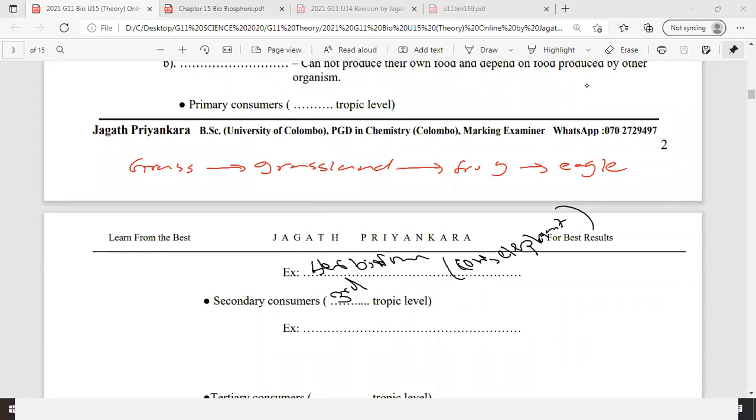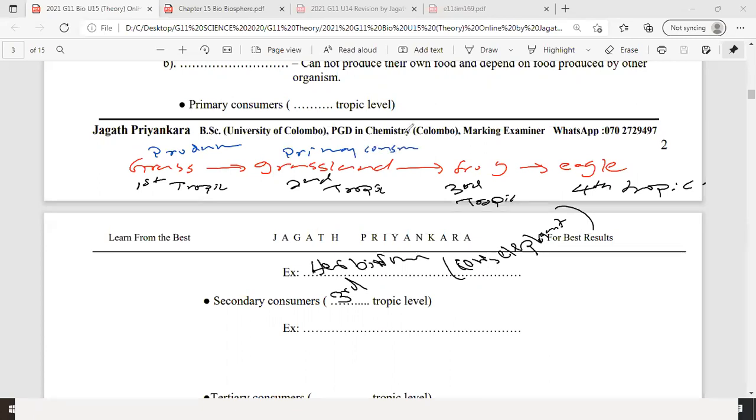Look at the screen. Grass will be the first trophic level. The grasshopper will be the second trophic level. The frog will be the third trophic level. The eagle will be the fourth trophic level. Similarly, grass is the producer, the grasshopper is the primary consumer, the frog is the secondary consumer, and the eagle is the tertiary consumer. See whether it matches what I explained before.